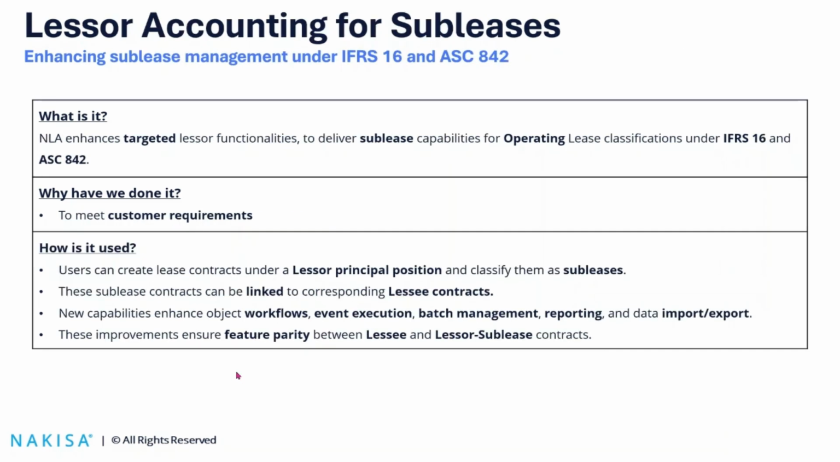Lessor accounting for subleases. This update introduces specific functionalities for managing subleases under operating lease classifications. It supports compliance with IFRS 16 and ASC 842 by providing accurate financial schedules for sublease arrangements. The system automates the classification of subleases and ensures that all accounting entries align with the lease accounting standard. As we said, we are now able to track the financial impact of subleases and the main lease contract itself.